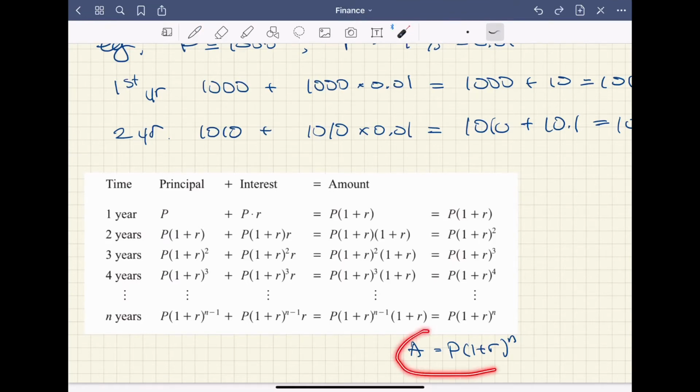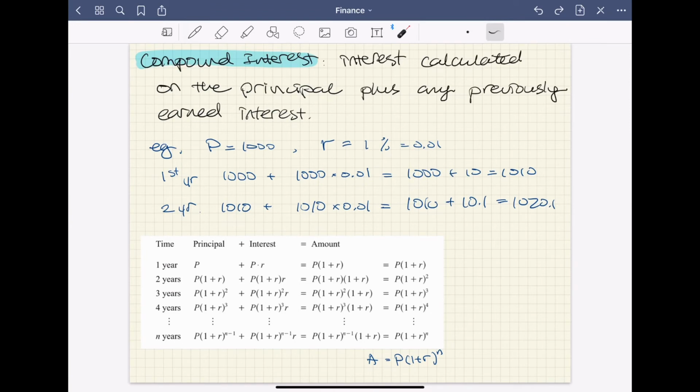But this formula is only for the compound interest that's compounded once per year. That means the interest is only paid once a year. But interest can be compounded more than once per year. So for example, it could be compounded semi-annually, quarterly, monthly, semi-monthly, weekly, bi-weekly, or daily. So this formula wouldn't work for those situations.